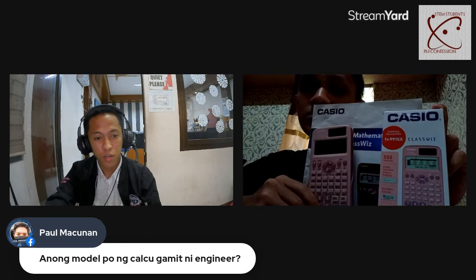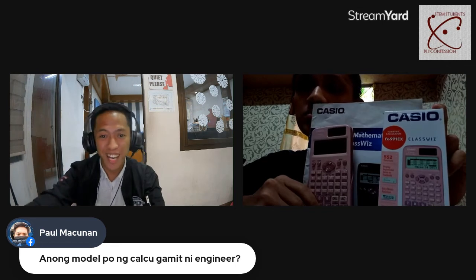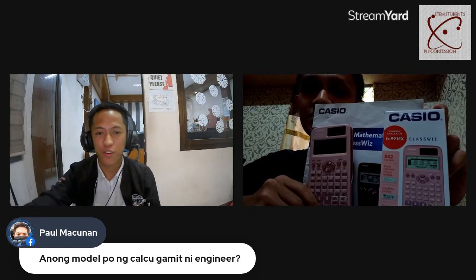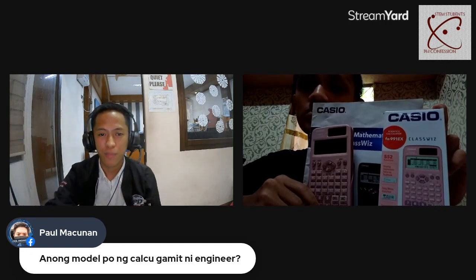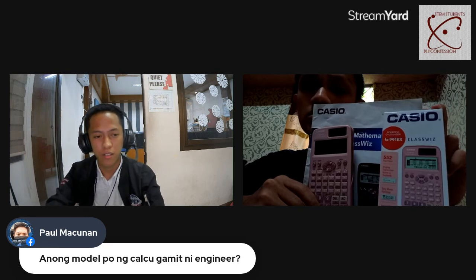So for the question from Paul Makuna, anong model po ng calculator gamit ni engineer? Yung akin personally, or yung calculator na ginamit ko for the presentation? From the presentation, I used the Casio FX 991EX ClassWiz.